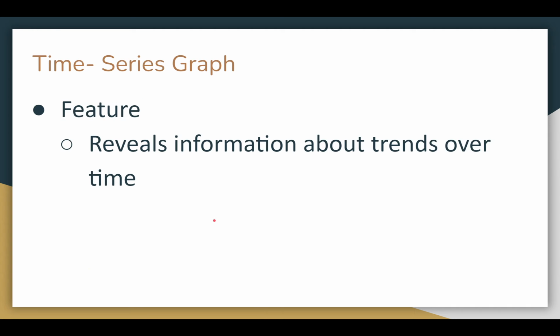Okay, a time series graph reveals information about trends over time. We can look at how things change over time. You could think of the enrollment at a school, looked at every year. Here at Averett, we just had our 165th birthday, so if we looked at enrollment from year 1 to year 165, we could see some trends.